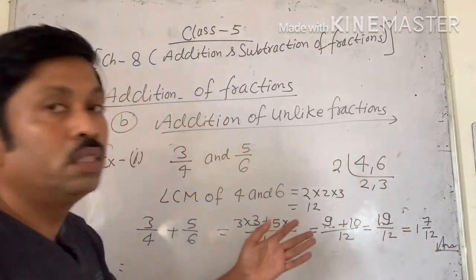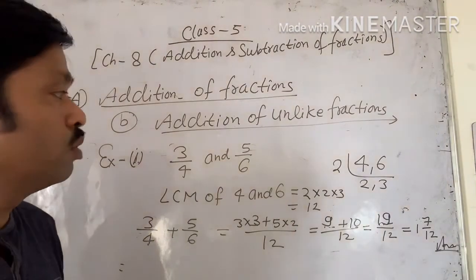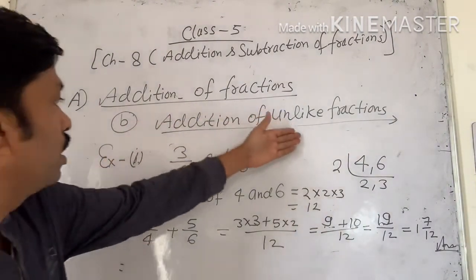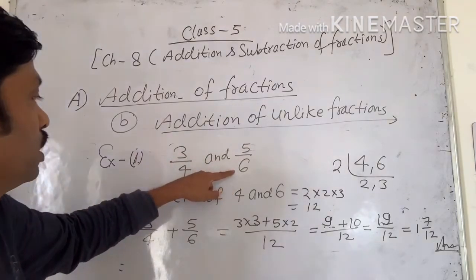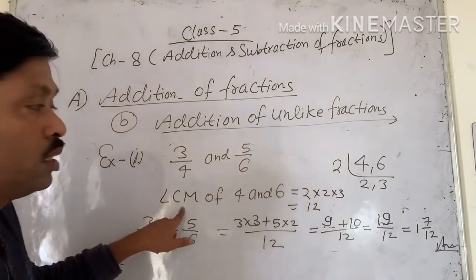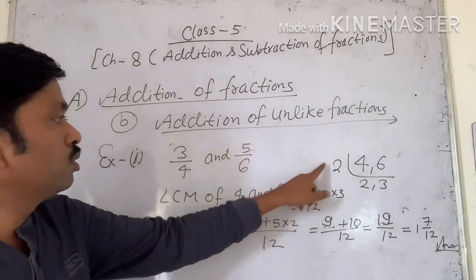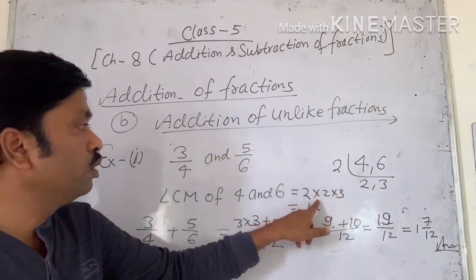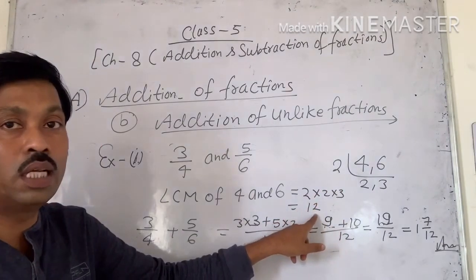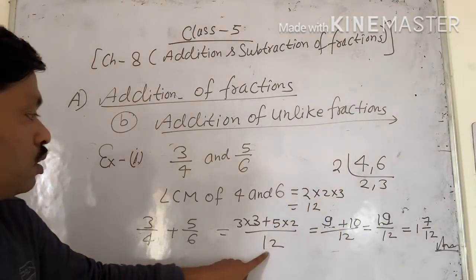So now children, in this way we can solve these questions. Addition of the unlike fractions 3 by 4 and 5 by 6. Let us take an example to understand. Firstly, we find the LCM of 4 and 6. So now we can use the LCM shortcut method. 2 into 2 into 3 is equal to 12, which is the LCM. Now write 12 here.